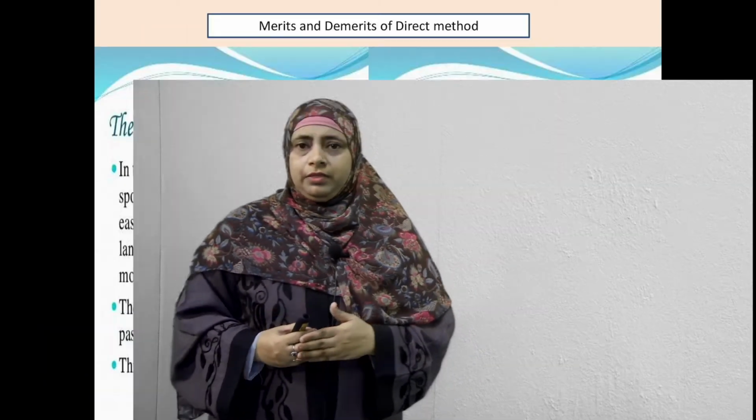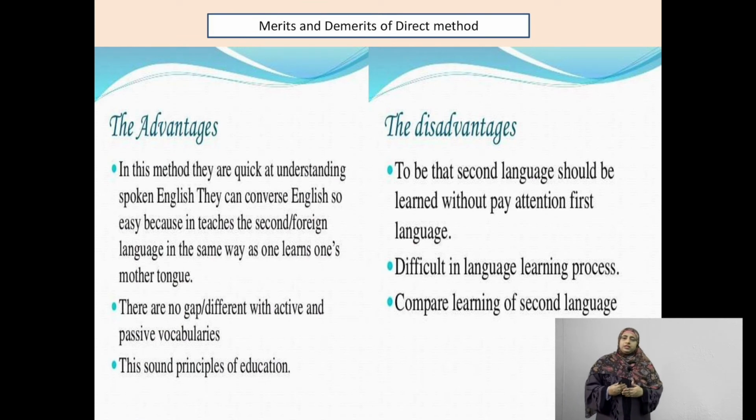Now coming to the merits and demerits of the direct method. We have many advantages as well as disadvantages related to this direct method. Let's see first what the advantages of this method are. In this method, quick understanding takes place, that too in the English language, without the use of the mother tongue. So they can converse in English, it becomes easy, it teaches the second language by the teacher, and it becomes very easy for the learners to understand it also. So it is a two-way communication process going on in the direct method.